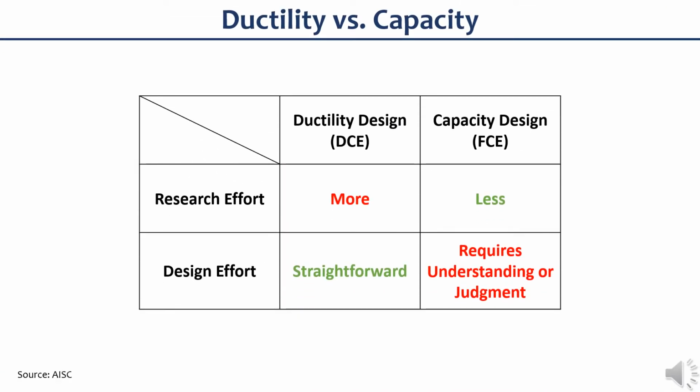This is a matrix showing the effort needed for ductility versus capacity design concept. For ductility design concept, more research effort is required, but the design effort is straightforward. But for the capacity design concept, less research effort is required, but the design effort requires understanding or engineering judgment.